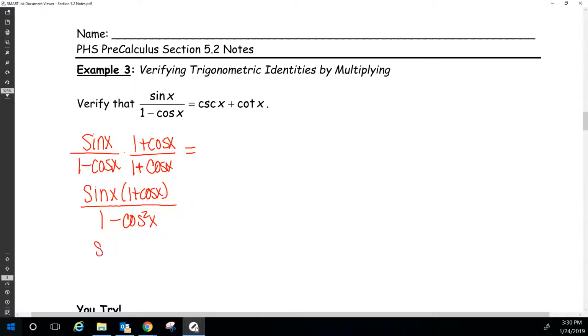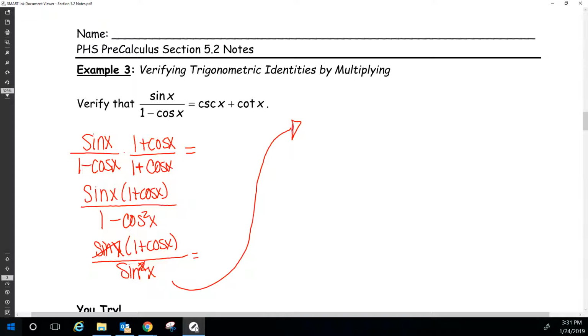We know from our Pythagorean theorems that 1 minus cosine squared x is the same thing as sine squared x. If you don't believe me, go check out the videos from section 5.1 and examples 1 and 2 from this 5.2. All right, so now one of these sine x's will cancel, and I'm actually going to need more room.